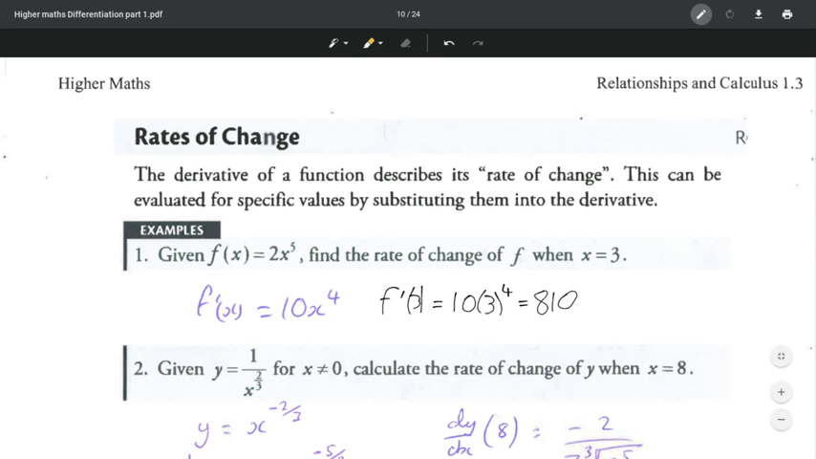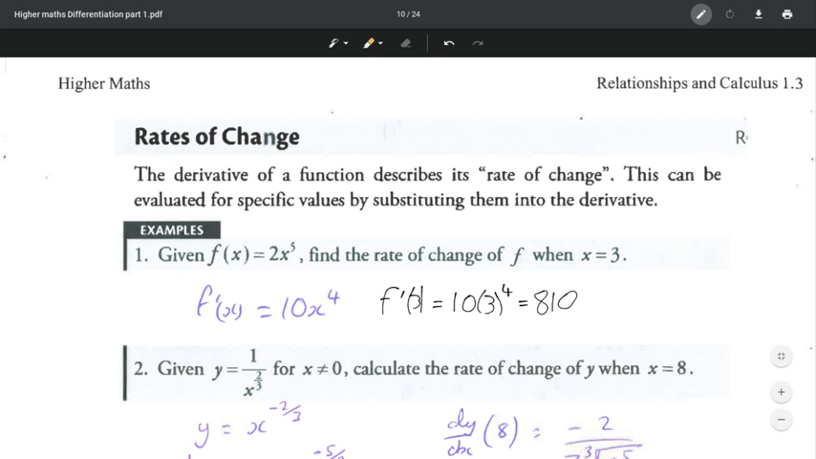We're going to have a look at rates of change here. The derivative of a function describes its rate of change. This can be evaluated for specific values by substituting them into the derivative. So when we are differentiating, we are finding the rate of change. Quite often that will be related to a curve, where we're finding the rate of change of the curve, which is the gradient of the curve for a given value of x.